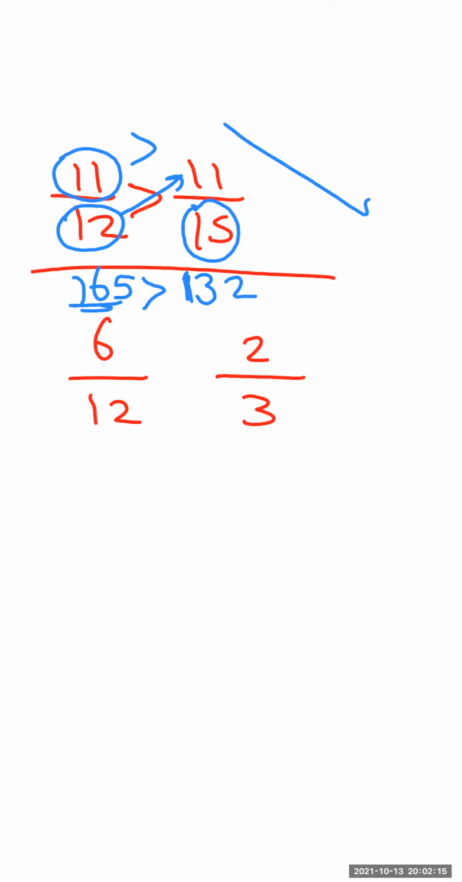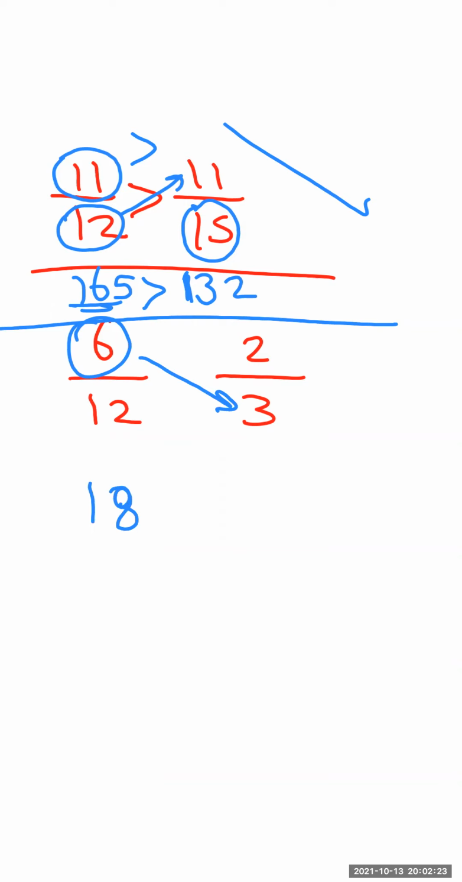Okay, if the two numbers are like that, 6 over 12 and 2 over 3. So 6 times 3 is 18, 12 times 2 is 24. So 24 is the greater, therefore 2 over 3 is the greater, right?